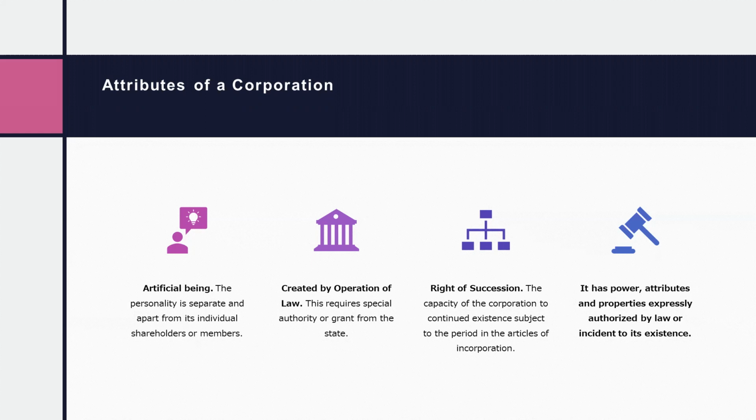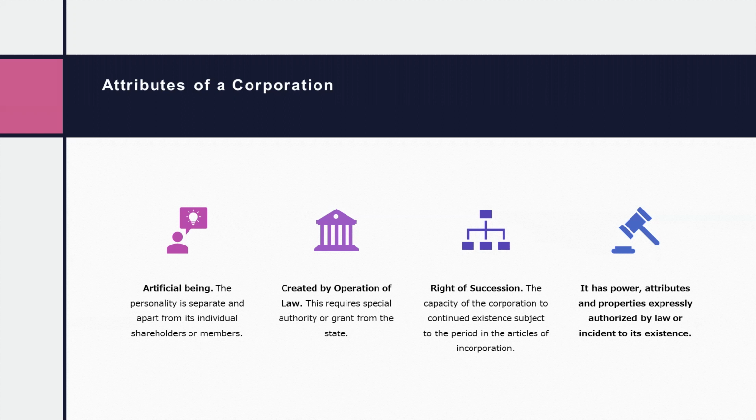So unlike a partnership, in a corporation, if, for example, the original shareholder dies and he wishes to pass on his shares to his beneficiaries or heirs, then there will be no problem related to that, because in a corporation, there is what we call right of succession.